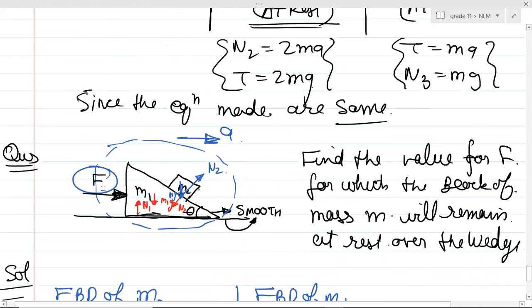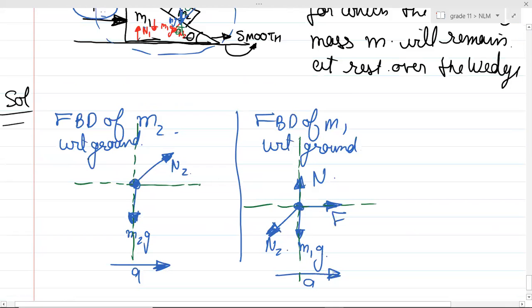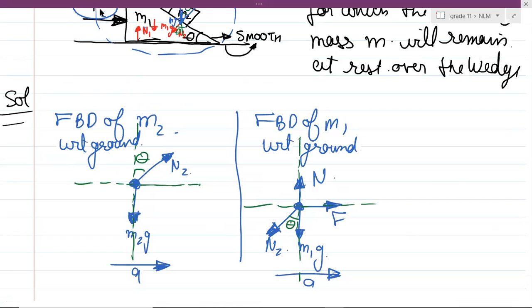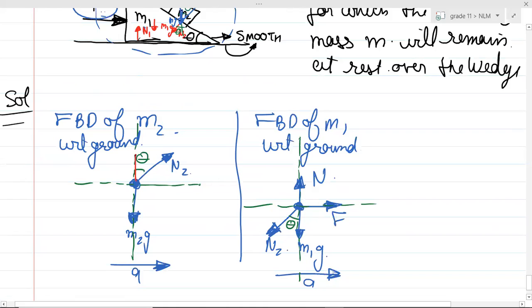Anyways, so now if this angle is theta, can you see the N2 will make an angle theta over here, right? So I can say this angle is also theta. Once I do that, I can resolve this N2 into two components, N2 cos theta and N2 sin theta. And here also I can resolve this N2 into N2 sin theta and N2 cos theta. Is this clear?